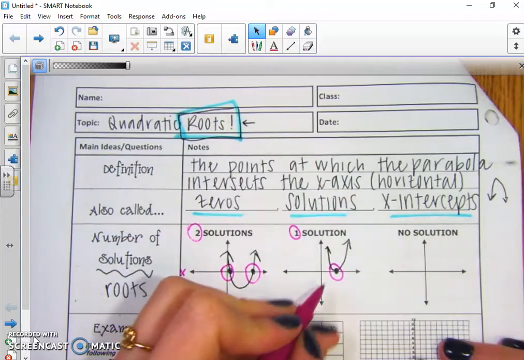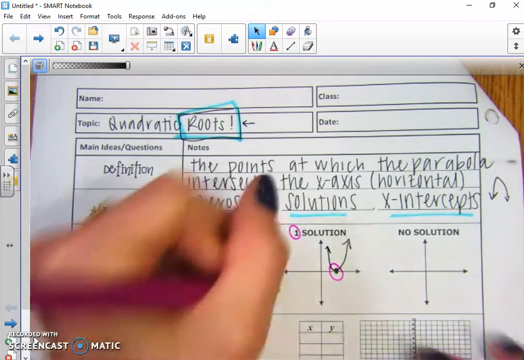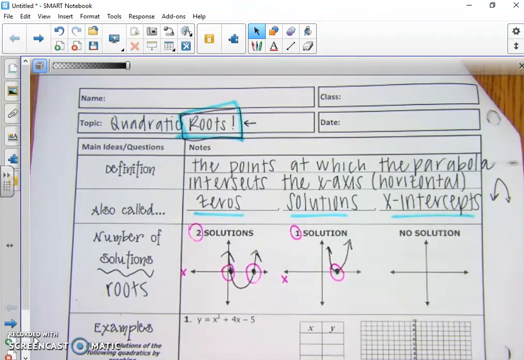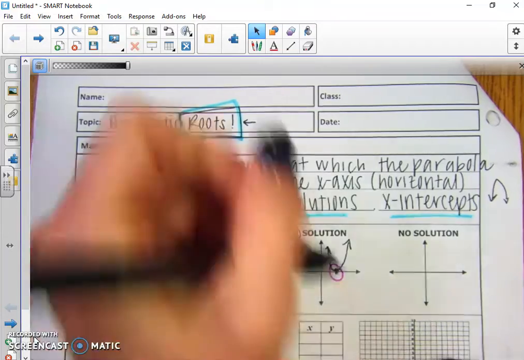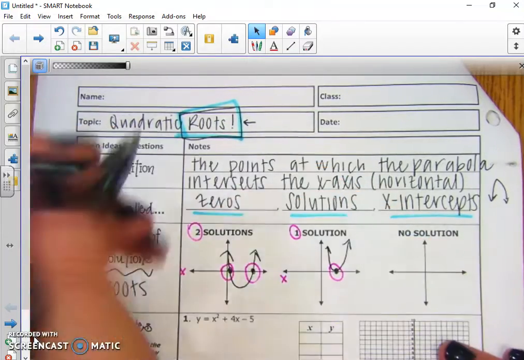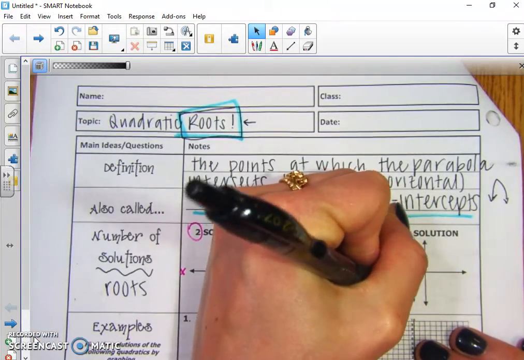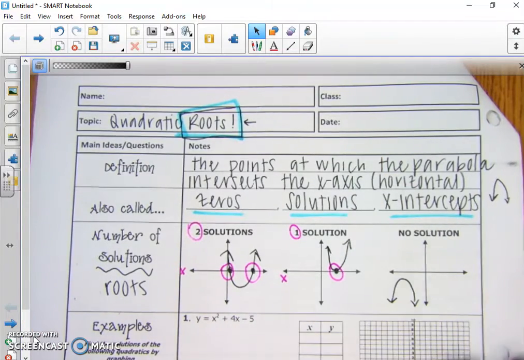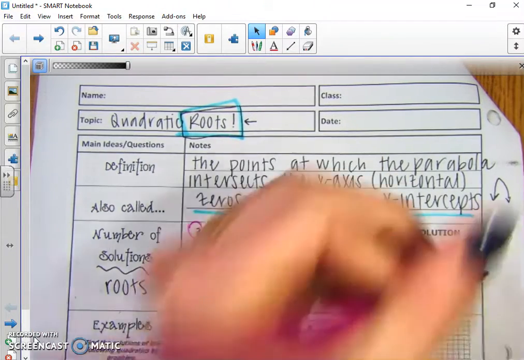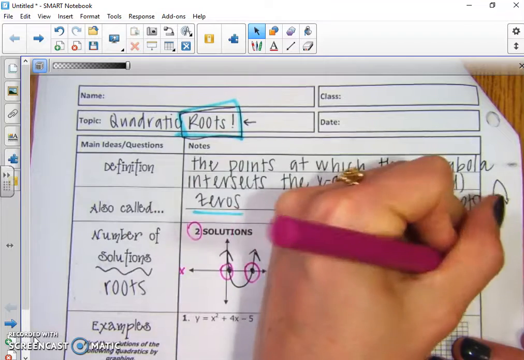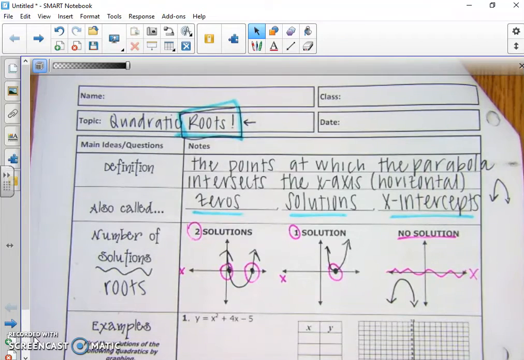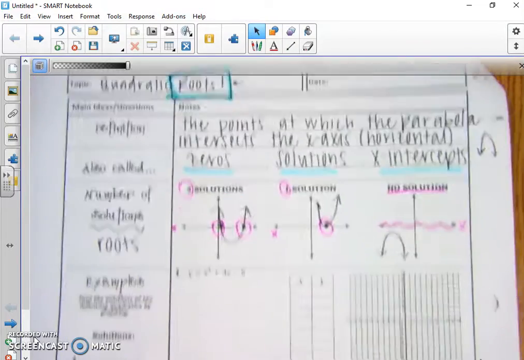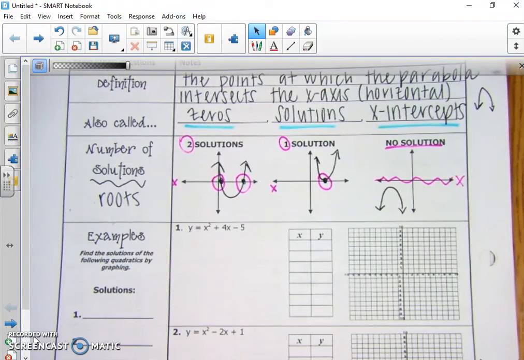So that would be if the vertex was on the x-axis. So again, there's our x-axis. And no solution would be if the parabola wasn't even touching the x-axis and it's facing away from it. So maybe it has a vertex that's underneath it or above it and it's going the opposite direction. So it's not going to touch the x-axis. So that's no solution. So we can only have two, one, or no solutions for our quadratic equations. Okay, so let's look at an example and see what it looks like.